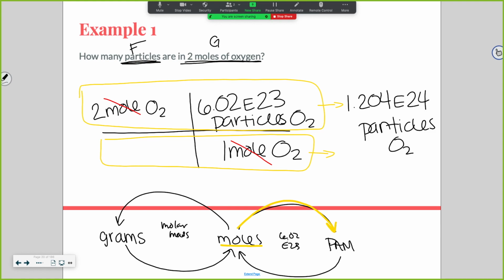That's what, when you punch 2 times 6.02 E23 into your calculator, the calculator gives you. When you have your calculator, you'll see that.